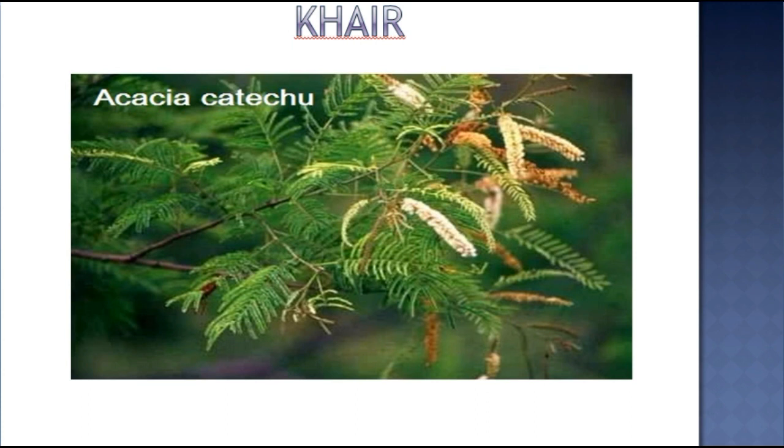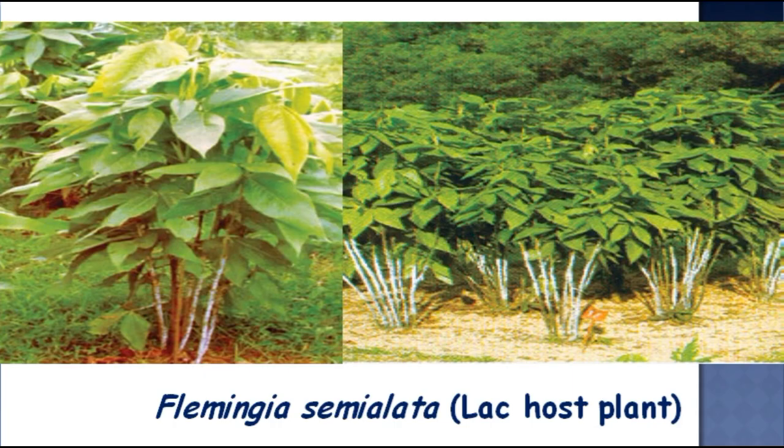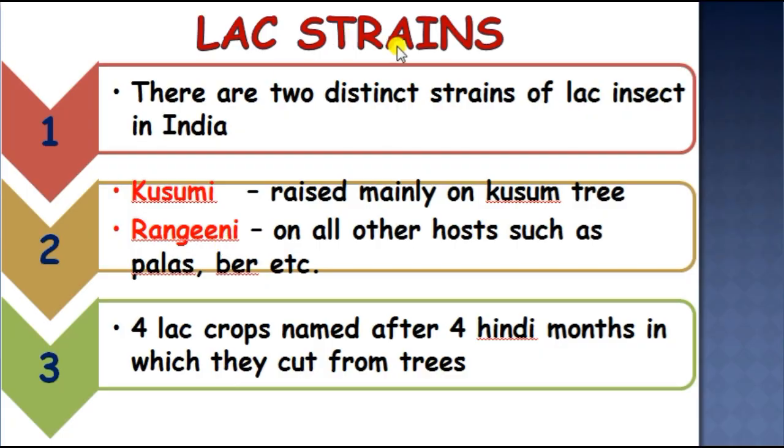This is the next crop care, Acacia catechu and Flemingia semialata, which is already cultivated as a lac host plant and ready for the inoculation. So here come the lac strains. As I already told, based on the feeding habit there are two strains, Kusmi and the Rangini.